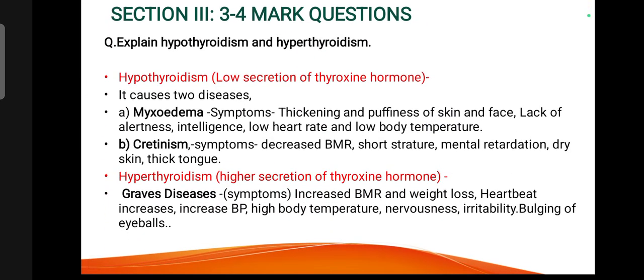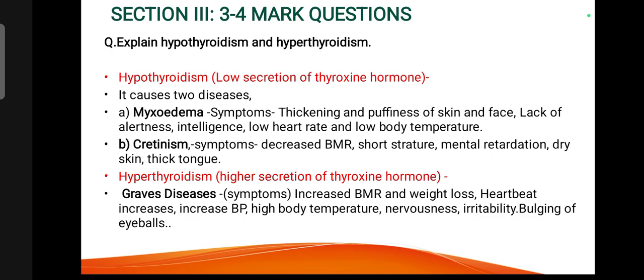Explain hypothyroidism and hyperthyroidism. Hypothyroidism is low secretion of thyroxine hormone and hyperthyroidism is higher secretion. Hypothyroidism causes 2 diseases, myxoedema and cretinism. The symptoms are thickening and puffiness of skin and face, lack of alertness, intelligence, low heart rate and low body temperature. In cretinism, decreased BMR, short stature, mental retardation, dry skin, thick tongue.